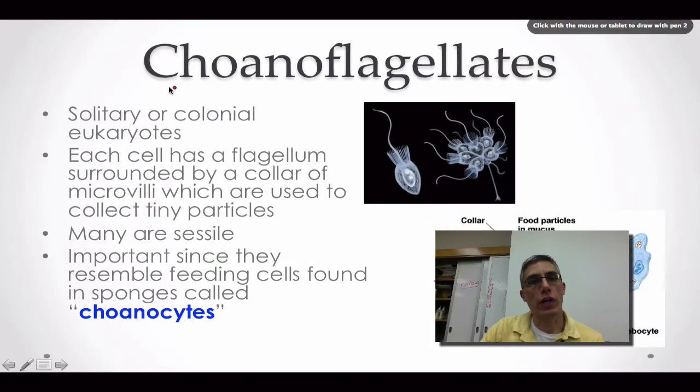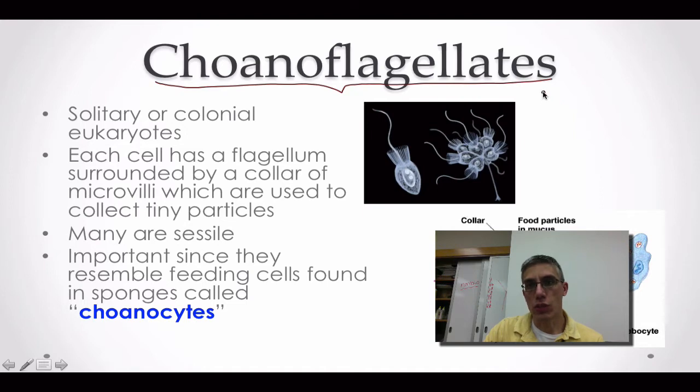So looking at this first slide, we need to look at a little bit of the evolutionary history of sponges. Now, sponges are thought to have originated from a special type of single-celled organism called a choanoflagellate, and that's what you're going to see represented right here. Now, these choanoflagellates can be solitary or they can be colonial, which means they can be by themselves or they can exist in groups. Now, each cell has a flagellum, and you can see the flagellum right here, and it's surrounded by a collar of microvilli, which are used to collect tiny particles, and most often these particles are going to be little bits of food.